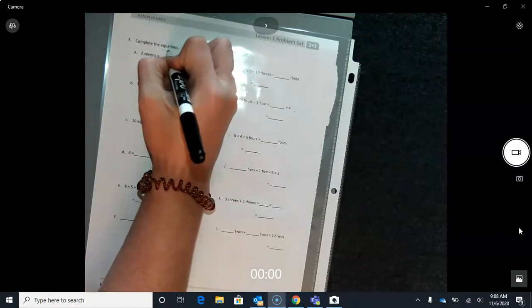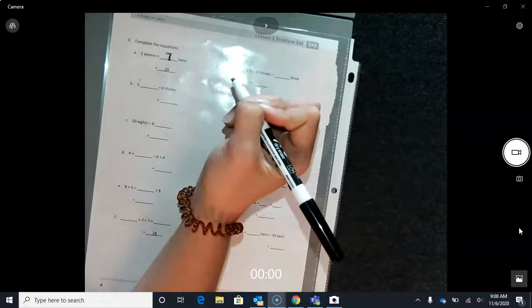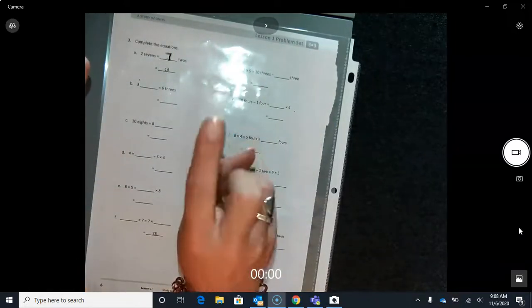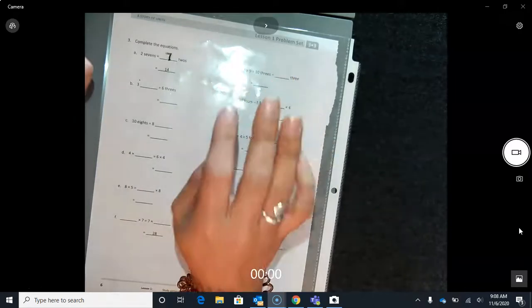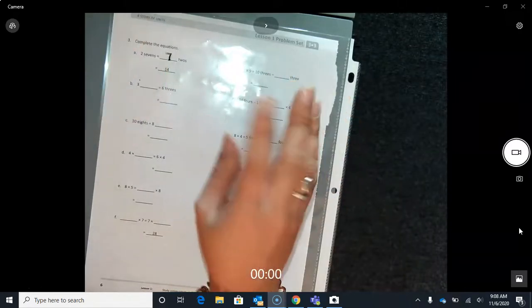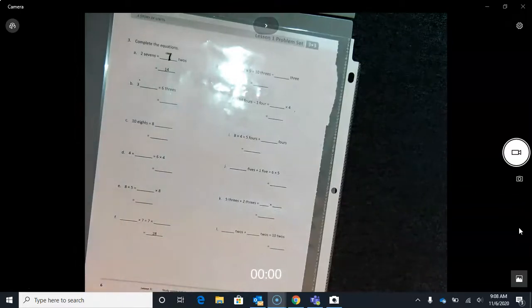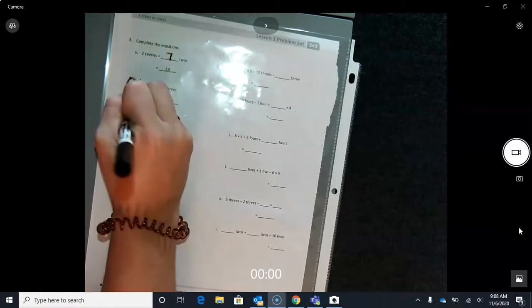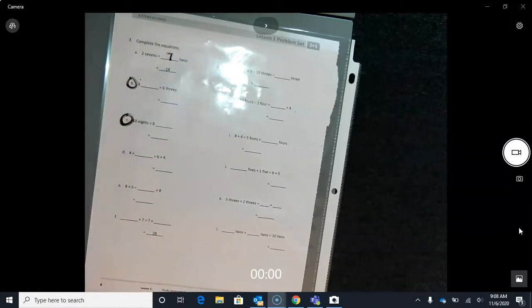Well, if I know these are the same, or I can use the commutative property, then 2 7s should be the same as 7 2s. Let's skip count by 2 7 times just to make sure. 2, 4, 6, 8, 10, 12, 14. Yes, they both equal 14. Now I want you to try B on your own and C, and come back when you're ready to check it.